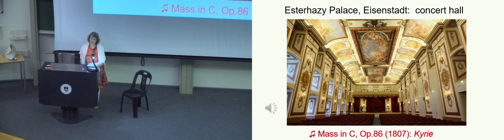Beethoven's mass is scored for four vocal soloists, chorus and orchestra, and was premiered in 1807 by the prince's musicians at his summer chateau in Heiligenstadt, which we visited in 2001. It's not far from Vienna. We took the bus there, and it has this magnificent concert hall.